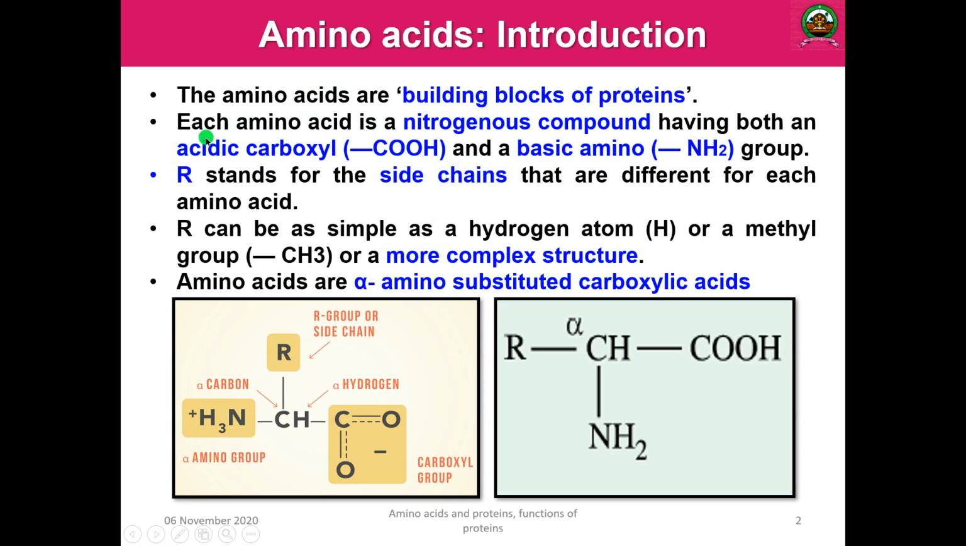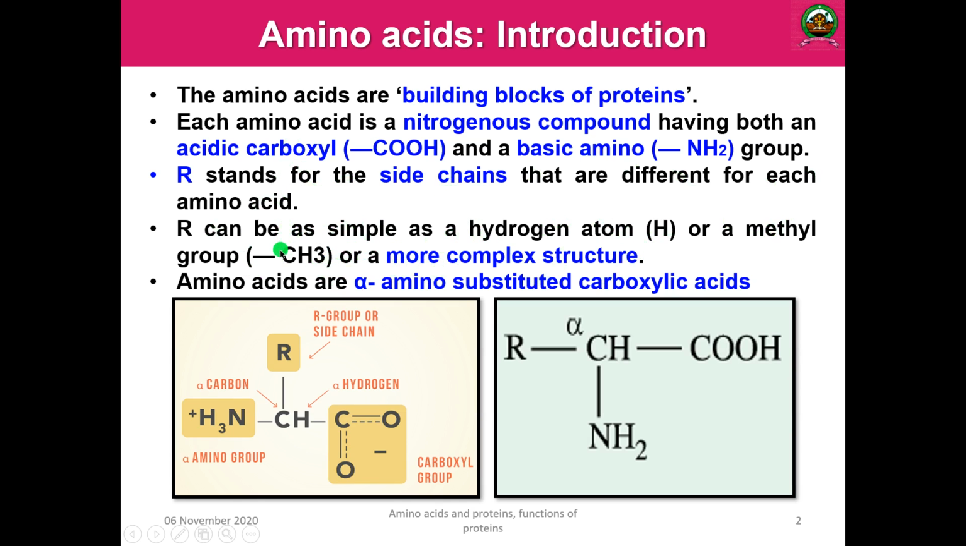Each amino acid is a nitrogenous compound which has both an acidic carboxyl group, that is the COOH group, and a basic amino or NH2 group. This compound has an NH2 group at one end and a carboxylic acid group at the other end. Then they have an R side chain. This R stands for the side chain that is different for each amino acid, and the R can be a hydrogen atom, a methyl group, or a complex structure.